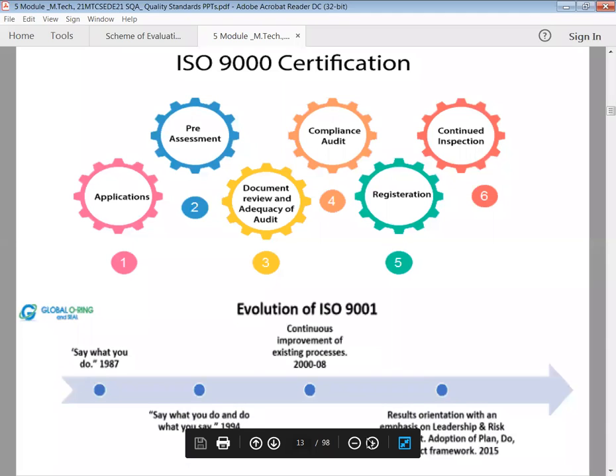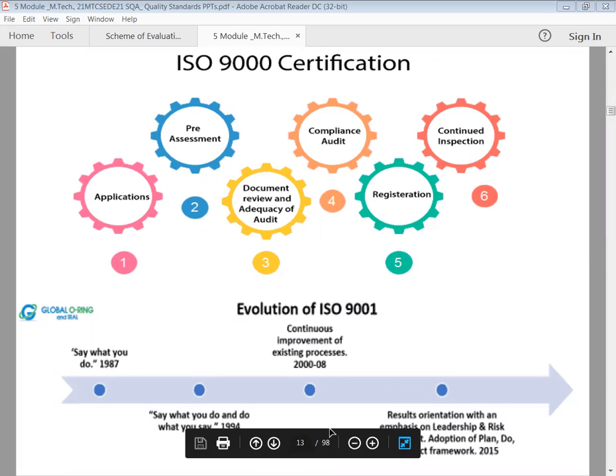The third one is result orientation with an emphasis on leadership and risk assessment, adoption of plan to the framework. So this is the slogan introduced during 2015. So if you see ISO 9001, they will put the 9001 with 1987 or 1994, 2002, 2008. The slogan is continuous improvement of existing process.